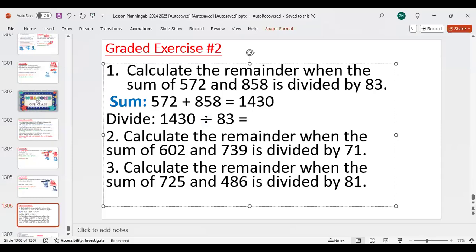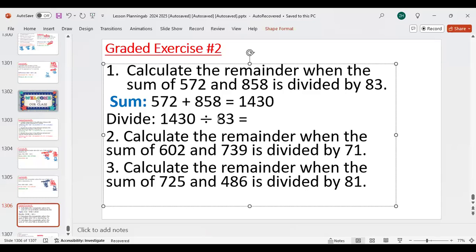And what's your remainder? 1430 divided by 83. What did y'all get for that one? To me, I got 17.89. 17.89? You mean remainder 89? Yes, sir. Who's that speaking? Ethan. Nice, all right.